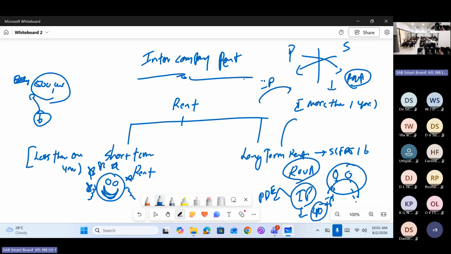What we need to do is set off the ROUA asset against the lease liability. There is no such lease and no such ROUA, so you need to eliminate the ROUA.